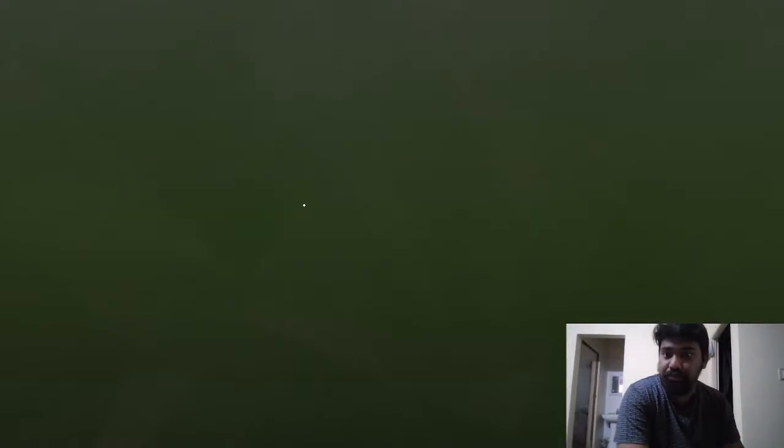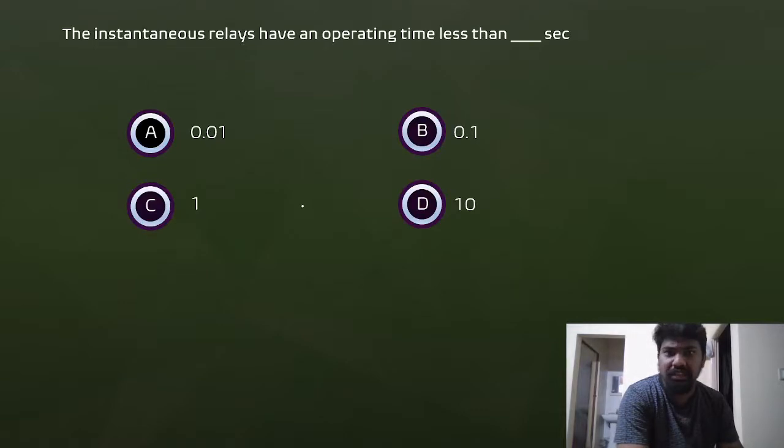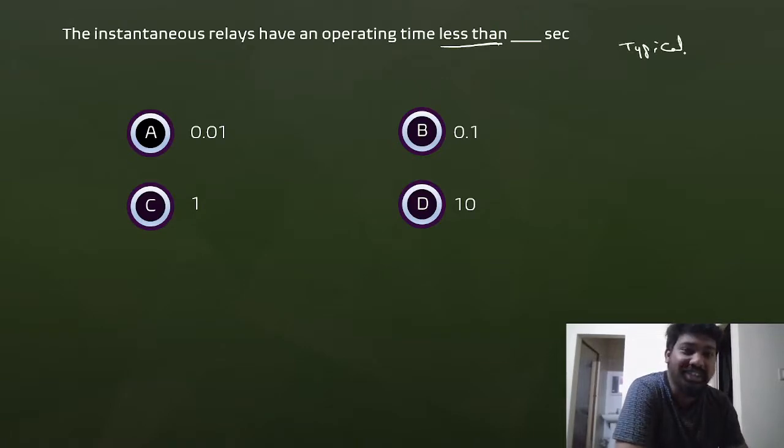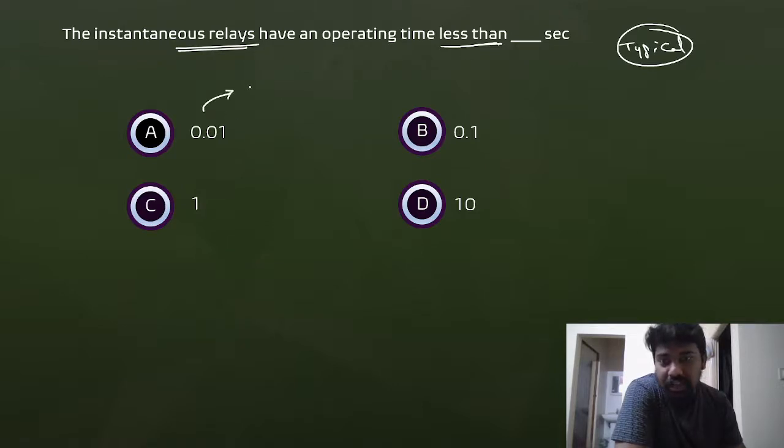Let us go to the next question. The instantaneous relays have an operating time less than, okay, fine. This is a typical value question. This should be remembered like this only, because if you see clearly, this comes under the subtransient period. Generally relays and circuit breakers should be operated in the transient period. So the answer should be 0.1.